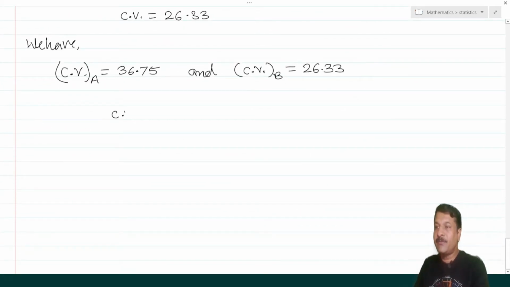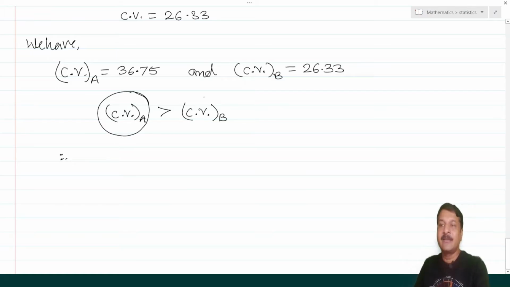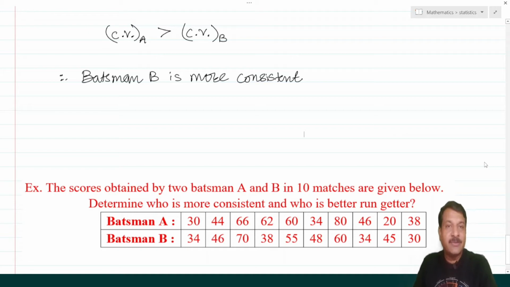So coefficient of variation of A is greater than coefficient of variation of B, and therefore if this variation is greater, then batsman B is more consistent. Therefore batsman B is more consistent. So what actually we have to find? Determine who is more consistent and who is better run getter. So here definitely batsman B is more consistent, means batsman B is better run getter. So which is your required answer.